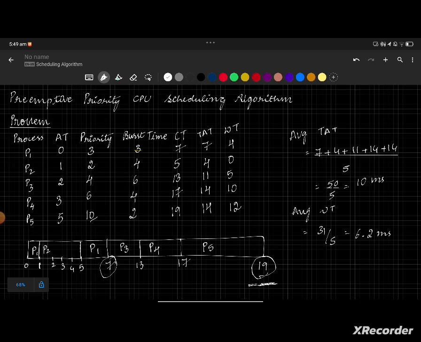If you see here, process P1 has not completed its task in one go. It completed only 1 millisecond. Since P2 came, it gave up the CPU. Then after that, it came back and completed its task on the CPU. So this is called the preemptive priority CPU scheduling algorithm.